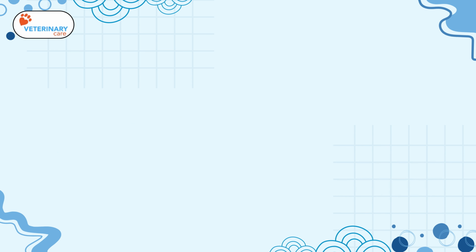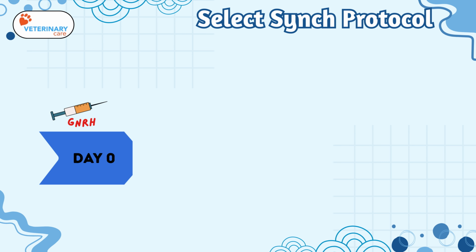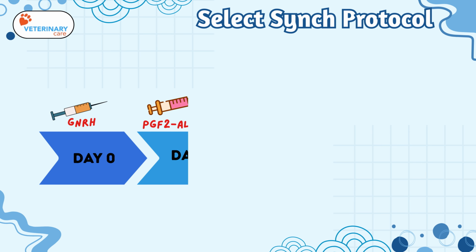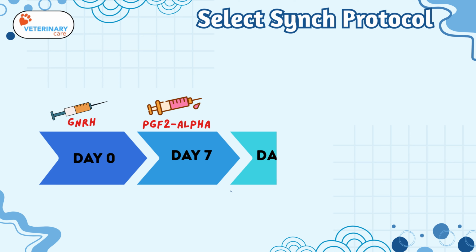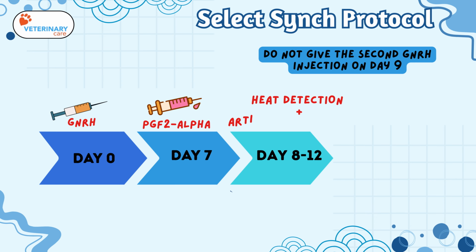Now let us briefly discuss the Select Synch protocol. In this protocol, we give GnRH on day 0 and PGF2α on day 7, similar to Ovsynch. However, unlike Ovsynch, we do not give the second GnRH injection on day 9. Instead, cows are observed for heat from about day 8 to day 12, and they are inseminated when signs of estrus are detected. This makes the protocol simpler and dependent on proper heat detection.